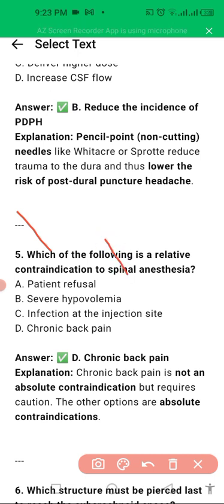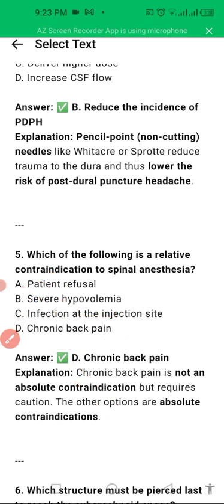Which of the following is a relative contraindication to spinal anesthesia? That is chronic back pain, which is not an absolute contraindication. Absolute contraindications are if the patient is refusing, or severe hypovolemia is there, or any infection at the site. Chronic back pain is not an absolute contraindication and it requires caution.